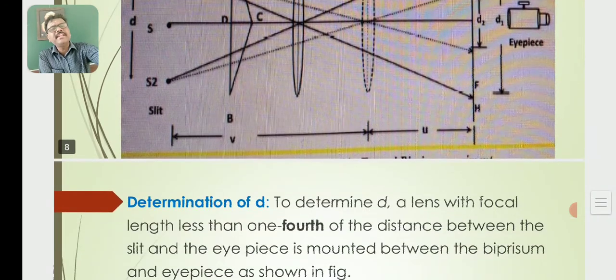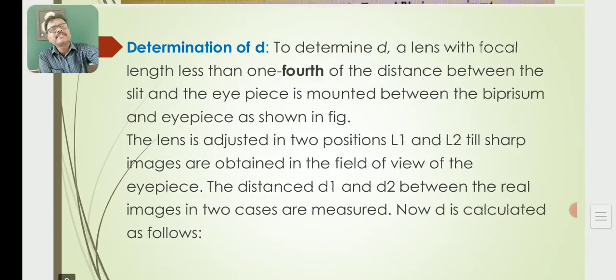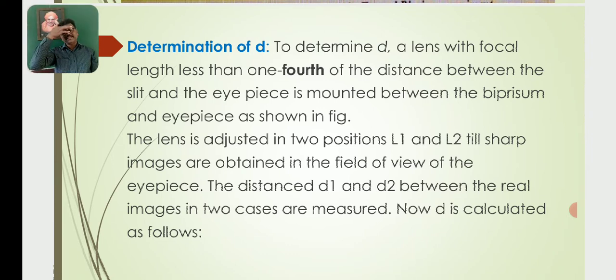The third one, determine small d. To determine d, that means the distance between the virtual sources, a lens with a focal length less than 1/4 of the distance between the slit and the eyepiece is mounted between the biprism and the eyepiece. The lens is adjusted in two positions, L1 and L2, till sharp images are obtained in the field of view of the eyepiece. The distances d1 and d2 between the real images in the two cases are measured.